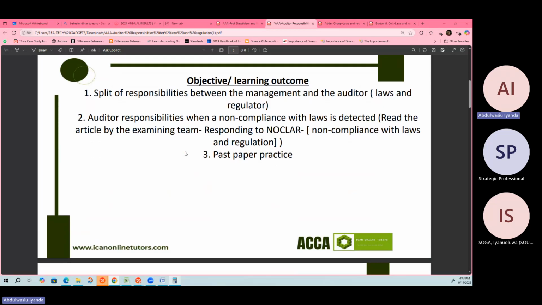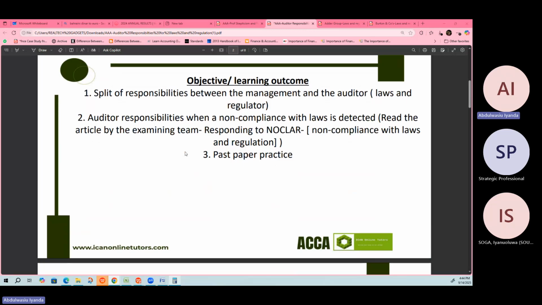So meaning that as an auditor, as an accountant, the public interest comes first before the employer or the client's interest. If our organization or employer is doing things that are against the public policy, then we are expected to disclose that. When it comes to non-compliance with laws and regulation, there's a split responsibility here. A split responsibility means that there are two parties here. We have the auditor and we also have the management.